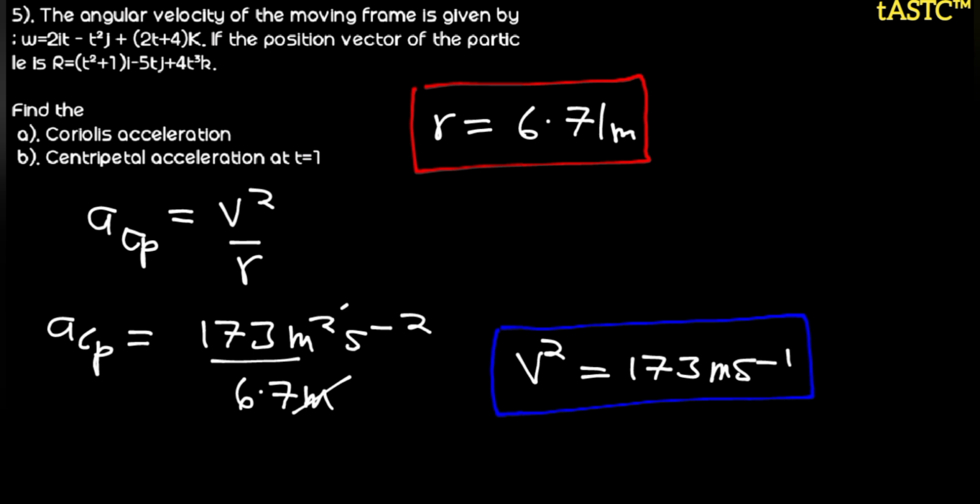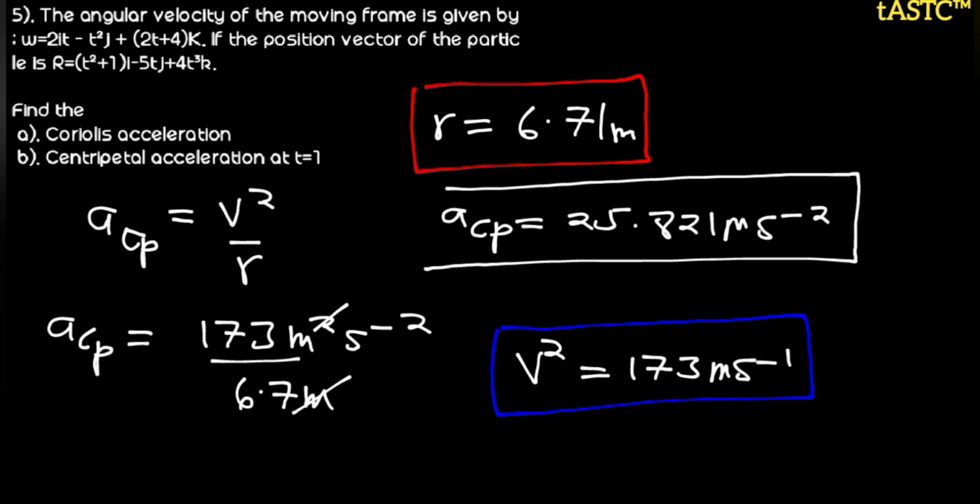Now this is going to cancel one of the meters away, and we're going to have 173 divided by 6.7. So that is 25.821. So a sub cp is equal to 25.821, and this will be meter per second squared. So this is the answer to the centripetal acceleration. That is basically how to solve this question.